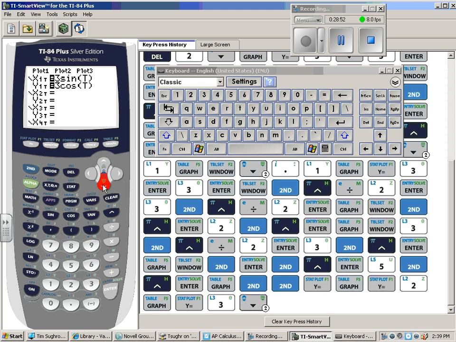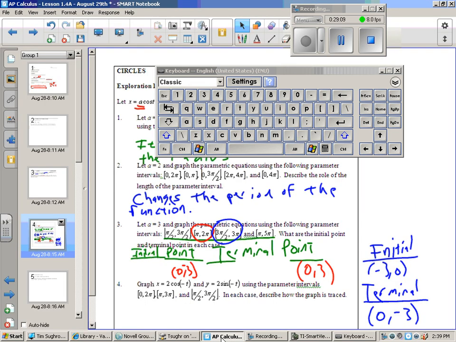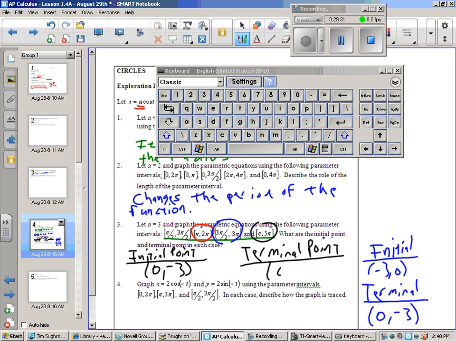Okay. We hit graph. It's starting down here at (0, -3), and it's coming back to (0, -3), but it went around twice. That's the key. If you watch it carefully, it goes around twice. So on this last interval, it starts at (0, -3) and it ends at (0, -3). That's okay. That can happen.